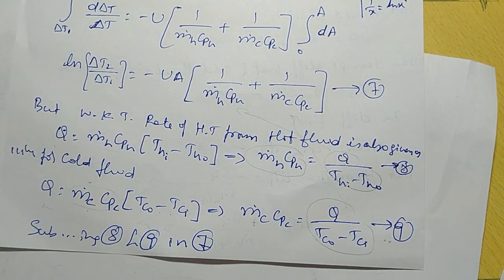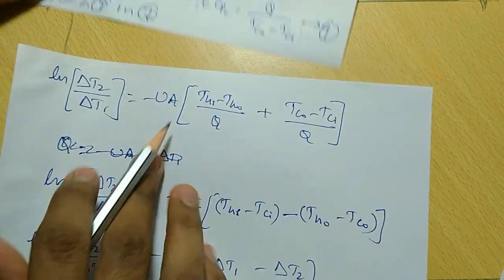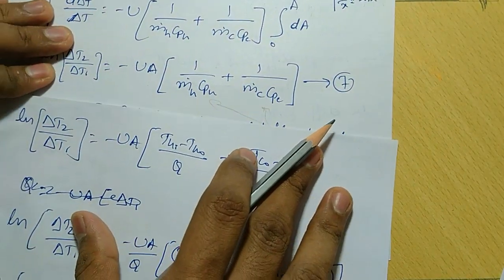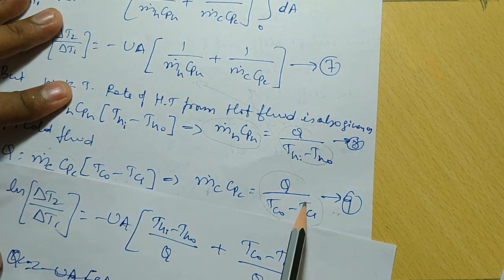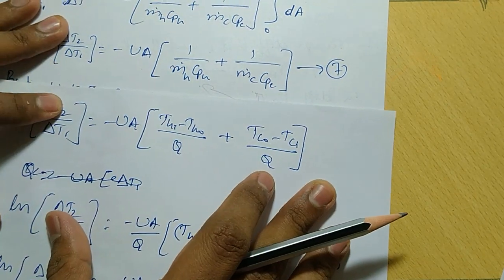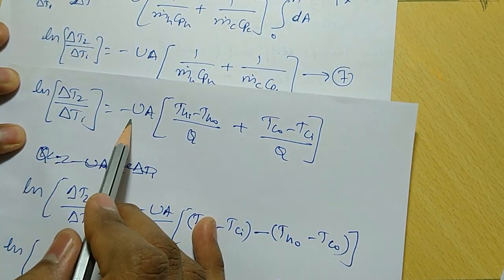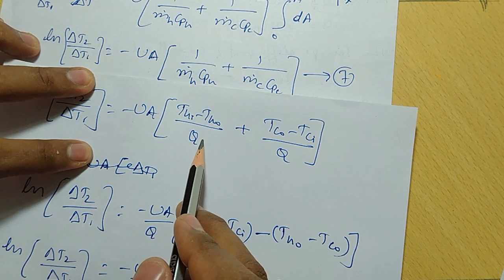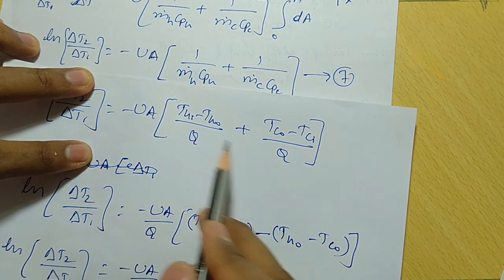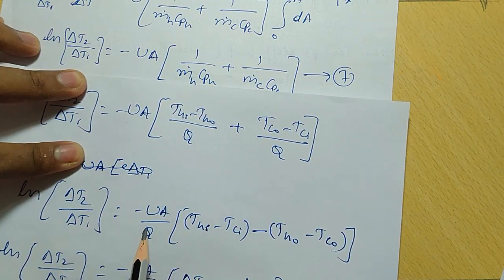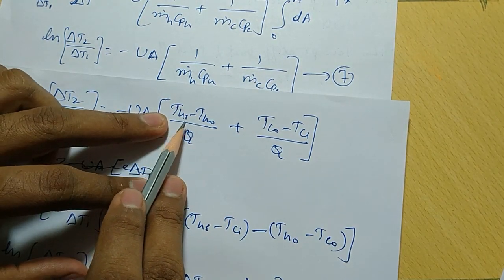So the equation becomes like that. I substituted this term here and this term here, so the final equation becomes ln delta T2 by delta T1 equals minus UA times (Thi minus Th0) by Q plus (Tc0 minus Tci) by Q. Here Q is the common factor, so you take it outside, minus UA by Q. Now I'll rearrange the terms.